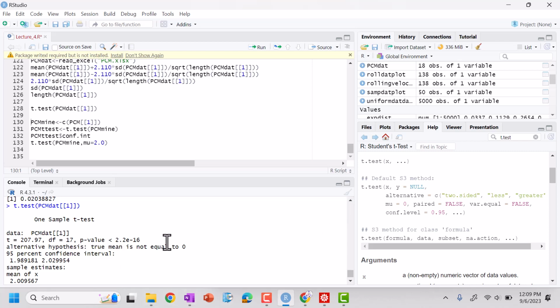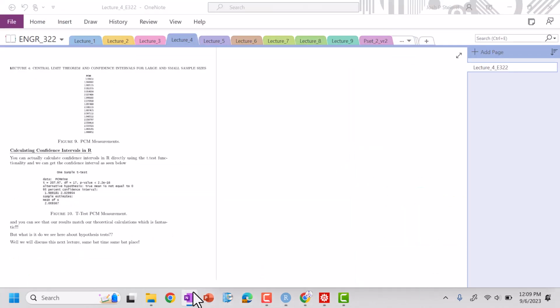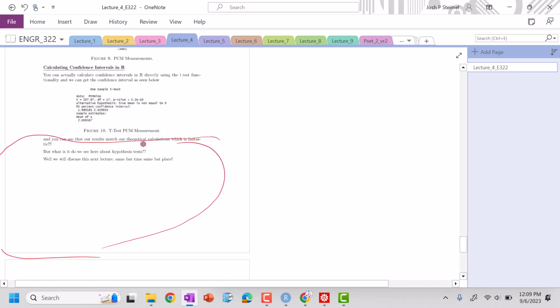But we have this thing called a p-value here. What is that? That's very interesting. And something called a hypothesis test. Well, you know when we're going to get to that in the next lecture.